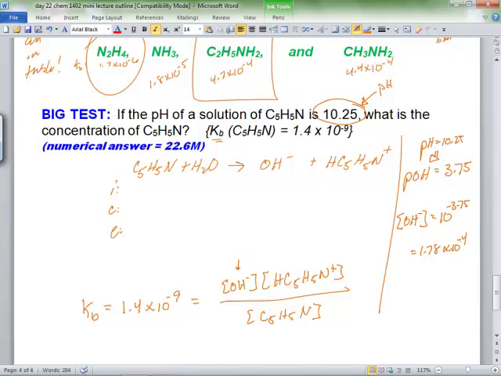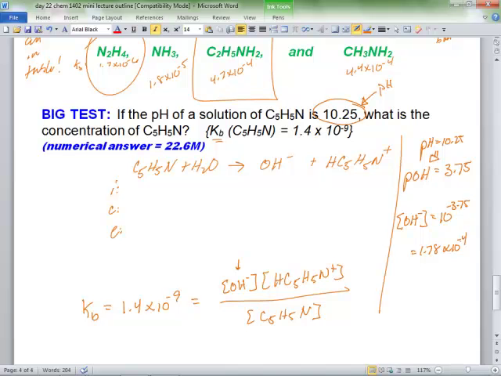Now, life might be a little bit easier if we finished our ice table, because right off the bat, though, you know that hydroxide is 1.78 times 10 to the negative 4. Now, if you're comfortable with this, and you've done a gazillion of these problems, this conjugate acid is also 1.78 times 10 to the negative 4. So you're really 1.78 times 10 to the negative 4 times 1.78 times 10 to the negative 4, right? And then you just solve for him. And you'll have it, right?